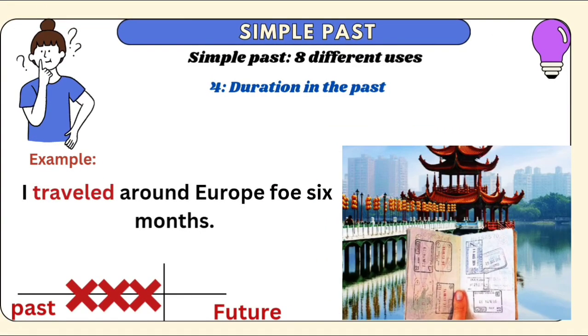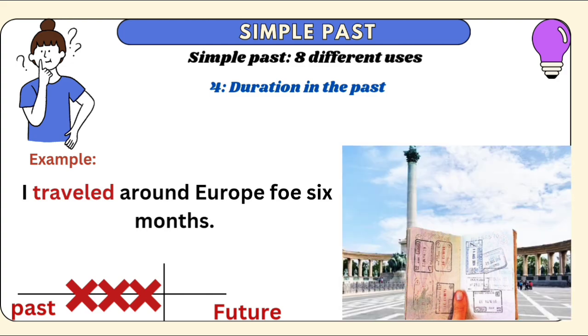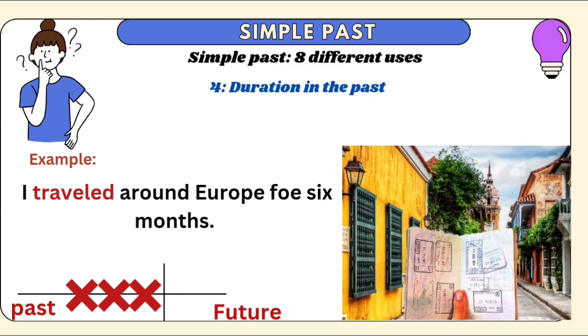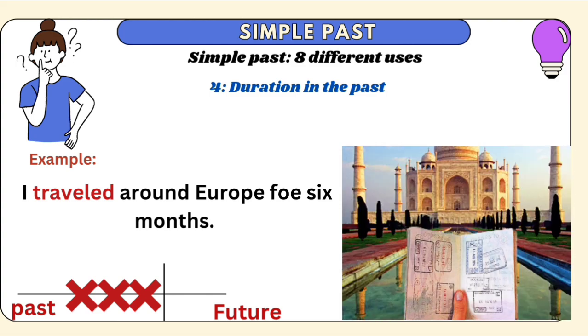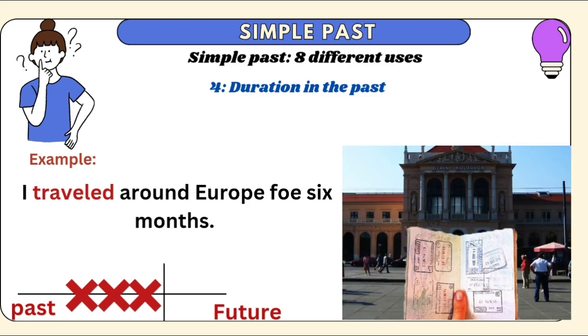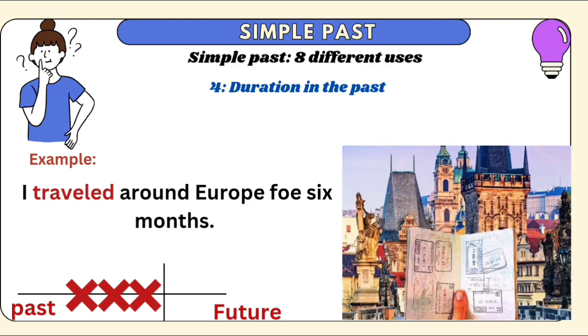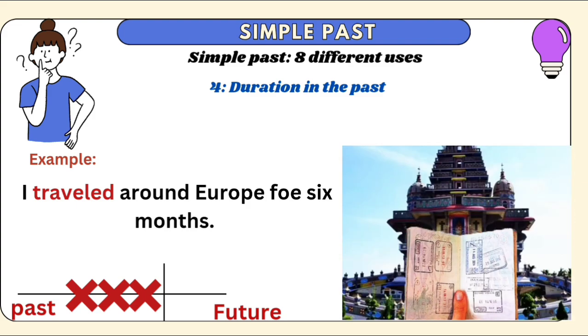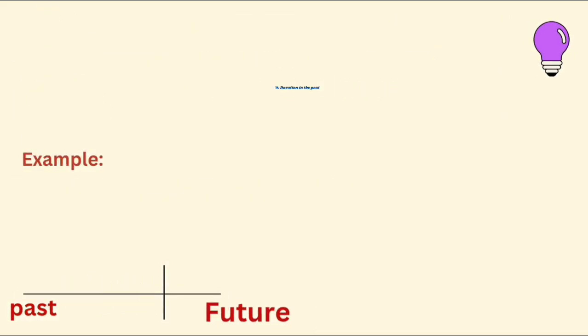I traveled around Europe for 6 months. So for 6 months, that's even longer, but it's still a one-time event. The travel took place one time in the past. Number 5, a little bit more difficult here.